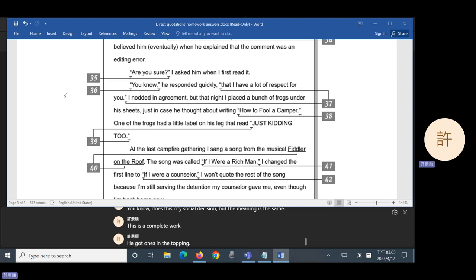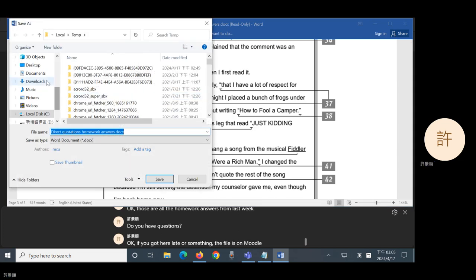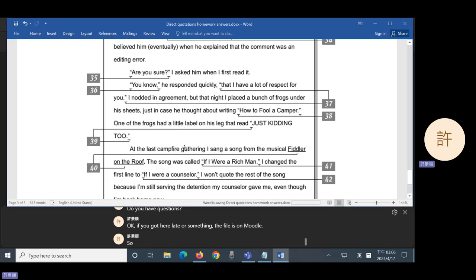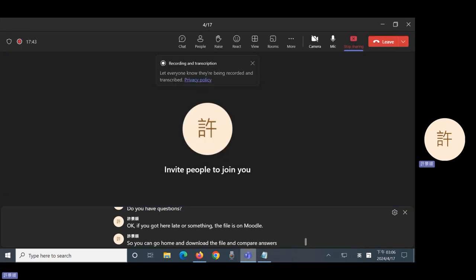Okay, those are all the homework answers from last week. Do you have questions? Okay, if you got here late or something, the file is on Moodle. So you can go home and download the file and compare answers yourself.